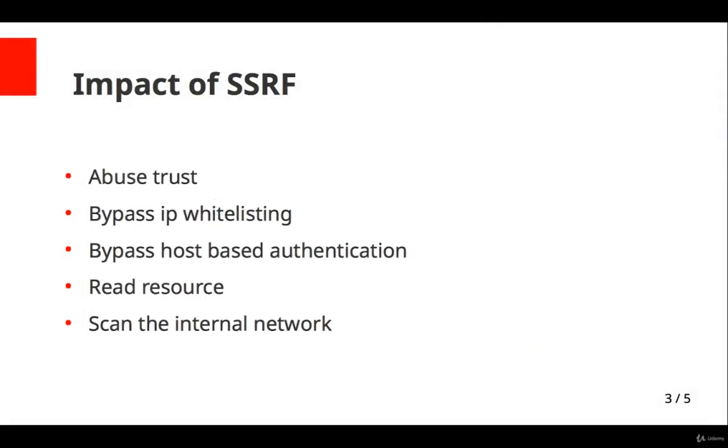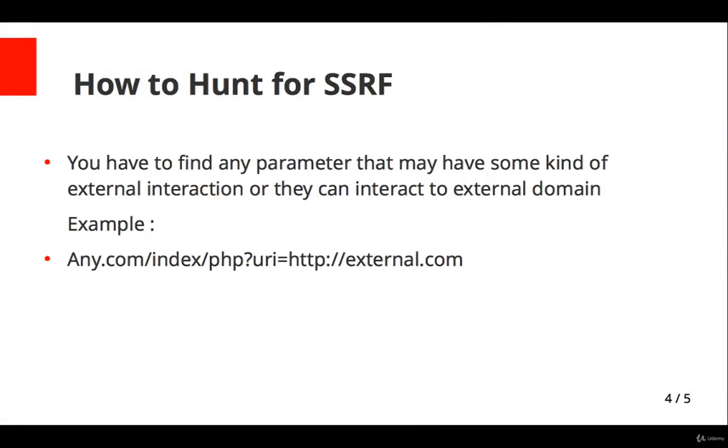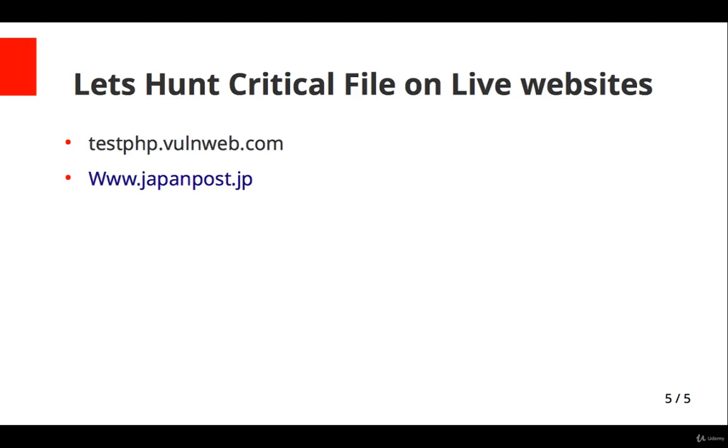I hope the background concept of SSRF is clear to you. Now a brief look at how to hunt for SSRF. You have to find any parameter that may have some kind of external interaction, or that can interact with an external domain. Like this example, any.com in a URI parameter, and if that parameter interacts with an external domain, then there is an SSRF vulnerability. We'll see this hunting on live websites as well as lab websites later on.